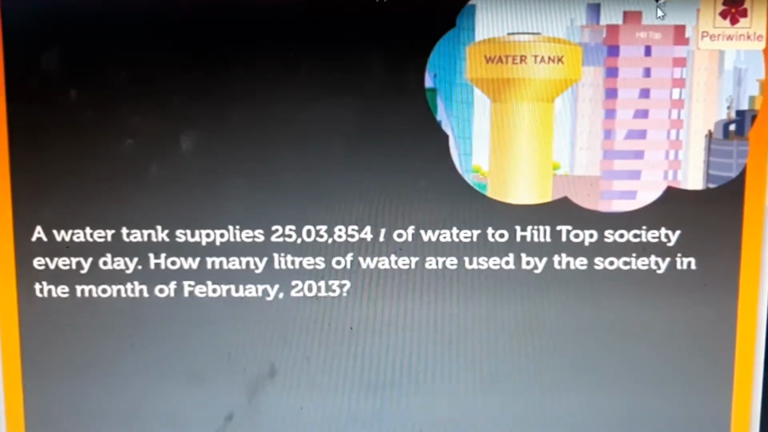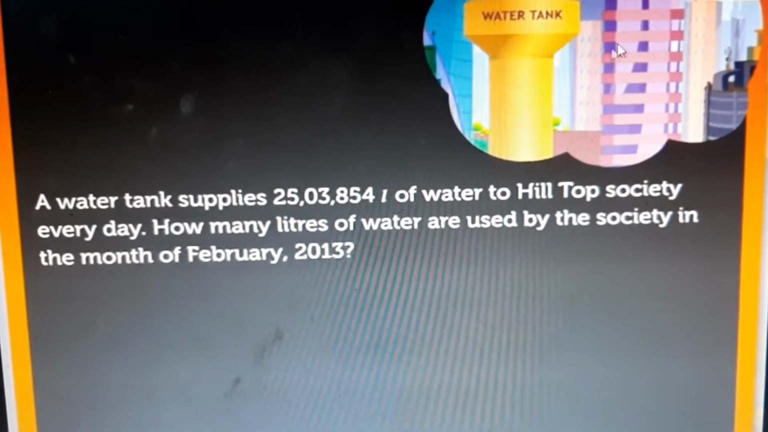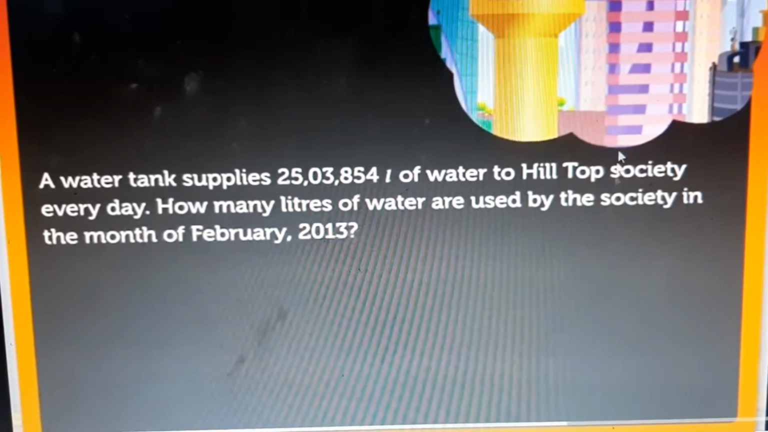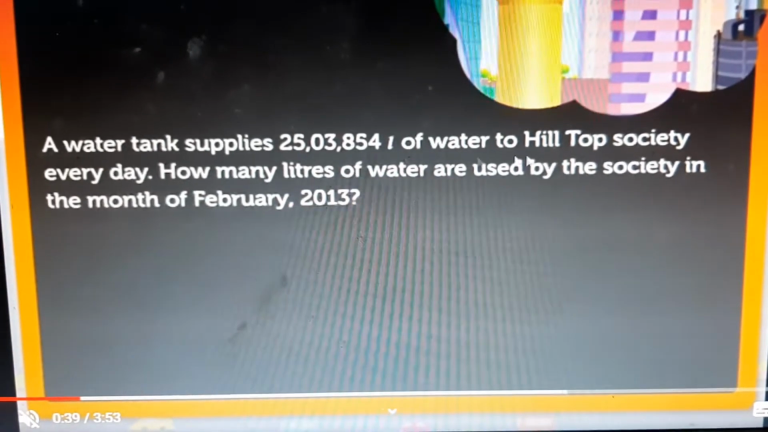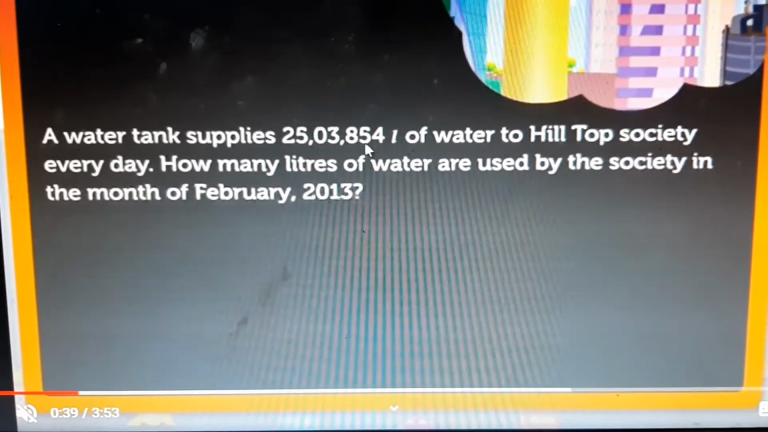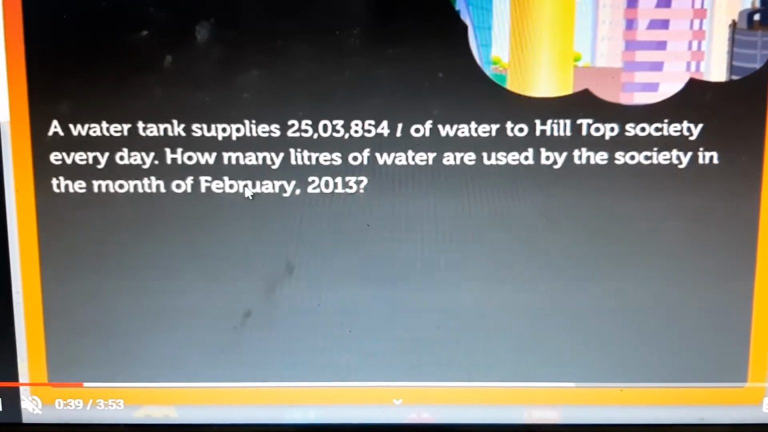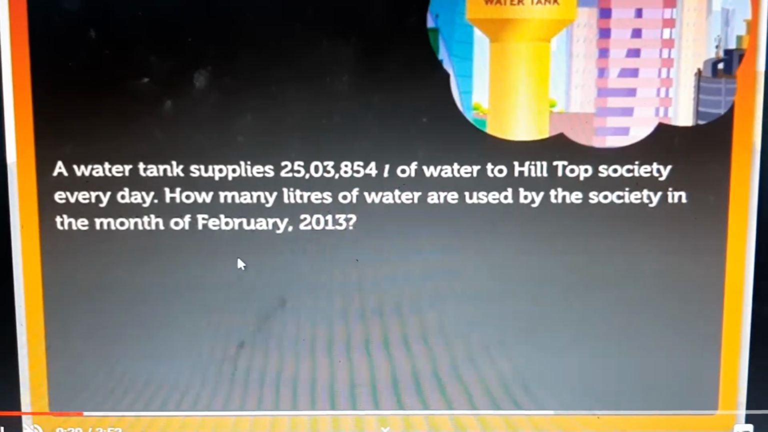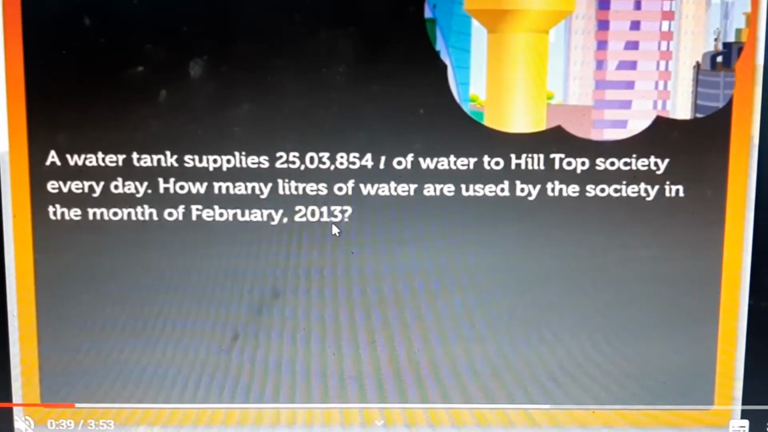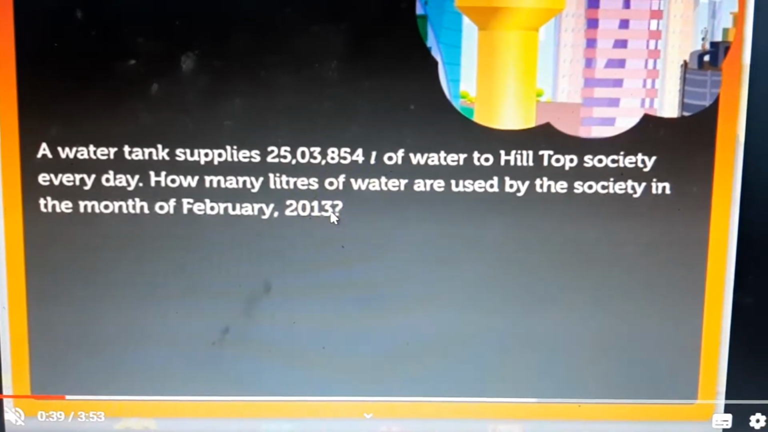There is a Hilltop, you can see the building here. All the water that comes from the water tank is supplied to the society every day. This is about one day. So we have got the value for one day, and they are asking how many liters of water are used by the society in the month of February 2013. So we have to think about this February 2013.